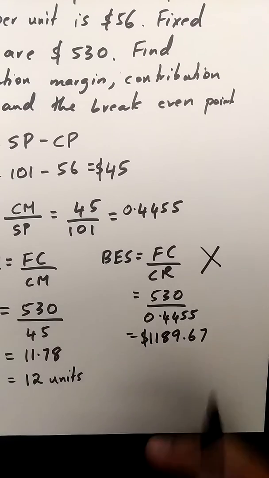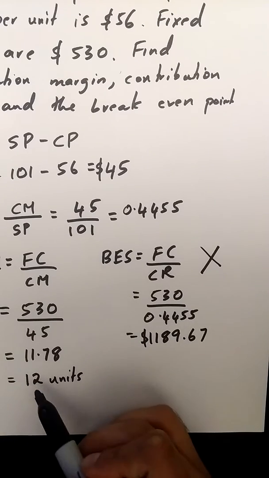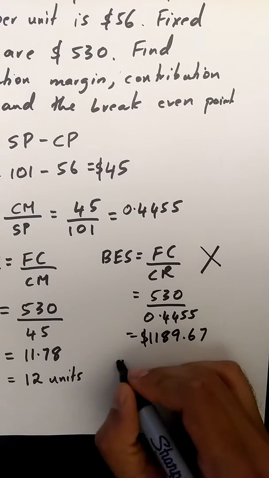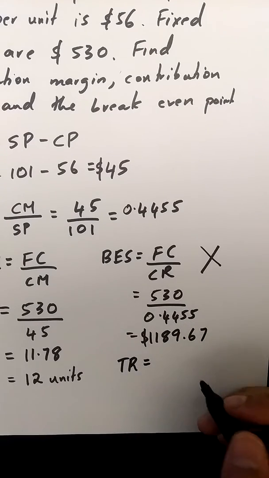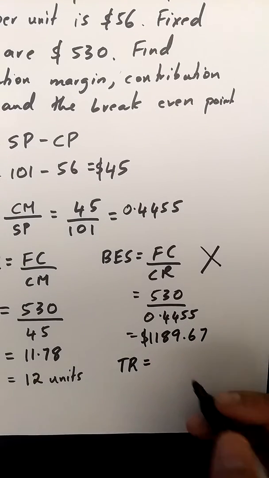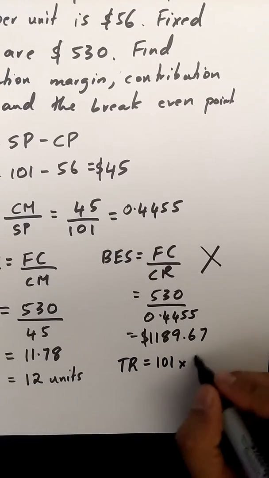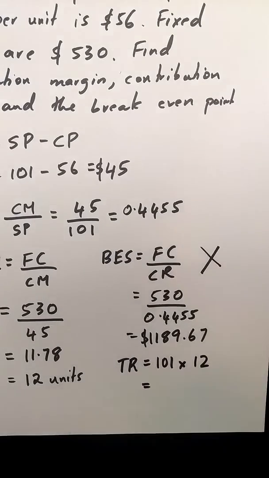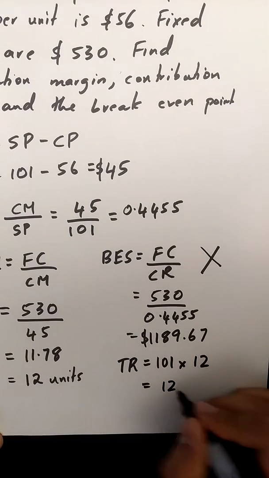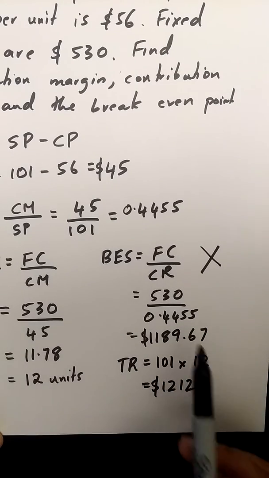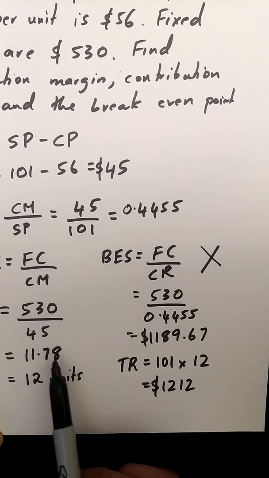If you want to find the right solution, you have to sub in your break-even units into your total revenue equation. Okay, so my total revenue is just my selling price per unit, so 101 times the number of units that I've sold to break even, so 12. So 101 times 12 is 1212. As you notice, these two numbers are different, and the whole reason they are different is only because I've rounded it here.